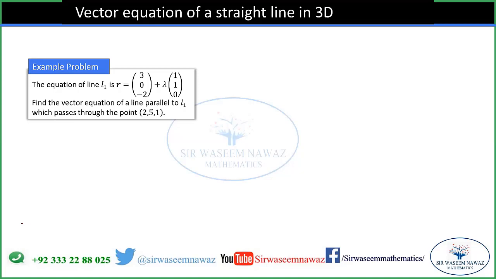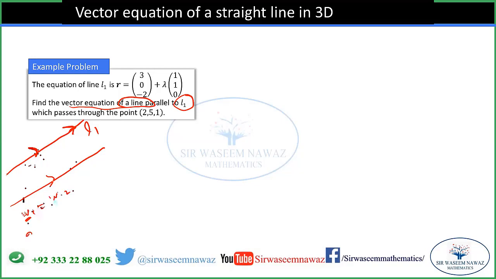Now, what do we want? We have the equation of a line, and they call it L1. We want a vector equation of another line which is parallel to L1. So it means we have another line that is parallel to this line. When two lines are parallel, their gradients are the same. Yes, but here we do not use the word gradient. We say their direction vectors are the same. What is the direction vector of this equation? (1, 1, 0). So the direction vector of this equation will also be (1, 1, 0).